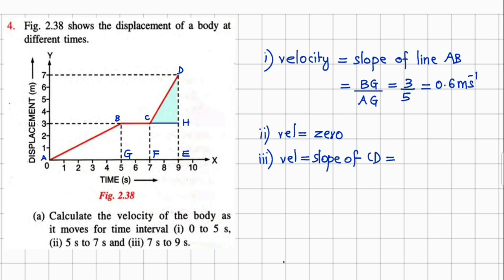CD. For CD, I have shaded the region, see carefully. So the height of CD will be equal to, that is DH upon CH. DH is 7 minus 3, and CH, which is also equal to FE, that is 9 minus 7. Hence the velocity will be 2 meters per second.